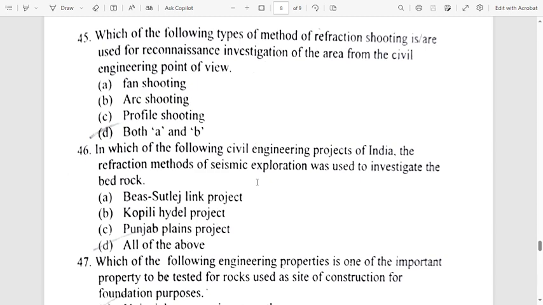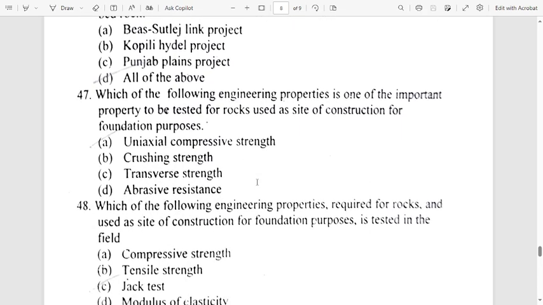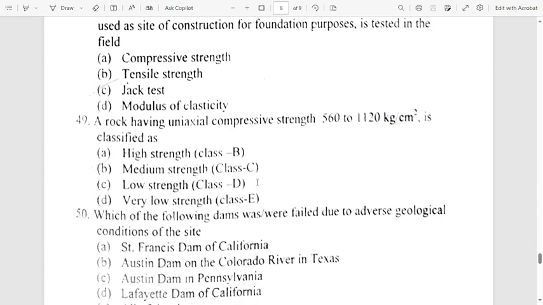Which one of the following engineering properties is one of the important properties to be tested for rocks used as a site of construction for foundation purposes? Uniaxial compressive strength. Which of the following engineering properties required for rocks used as a site of construction for foundation purposes is tested in the field? Jack test. A rock having uniaxial compressive strength 560 to 1120 kg per centimeter square is classified as medium strength class C.